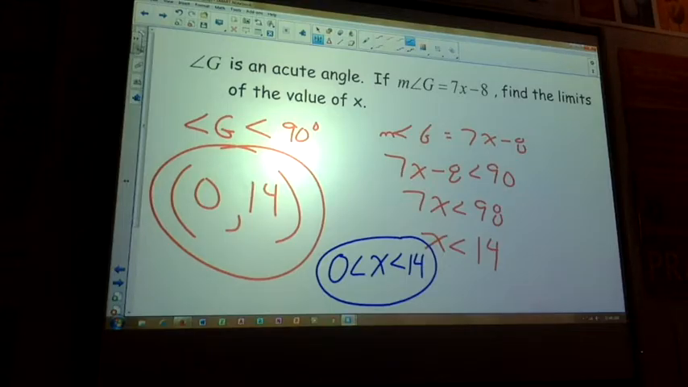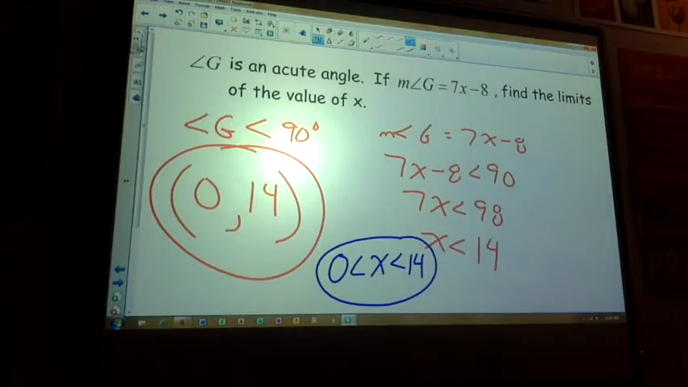If I plug 14 in for x, I wind up with 7 times 14 minus 8, which gives us 90. I want to stay less than 90. So my limits: I know that I want to be larger than 0, less than 14. Is that a point that I'm using up there? No. This is one way of writing the limits.